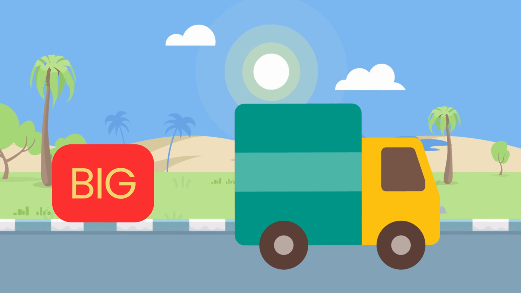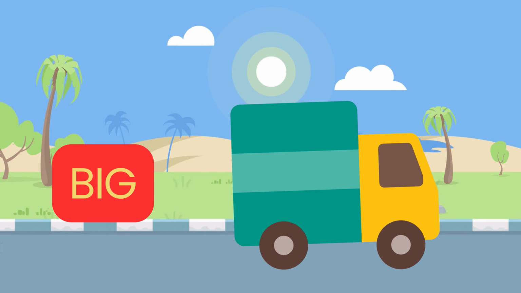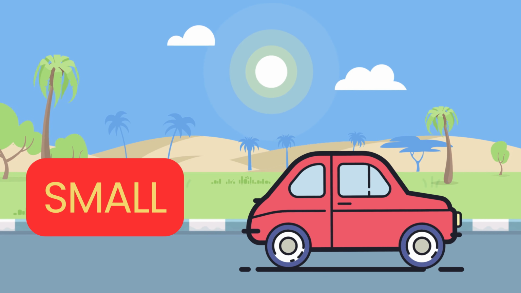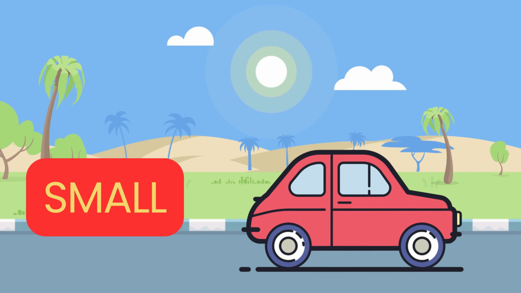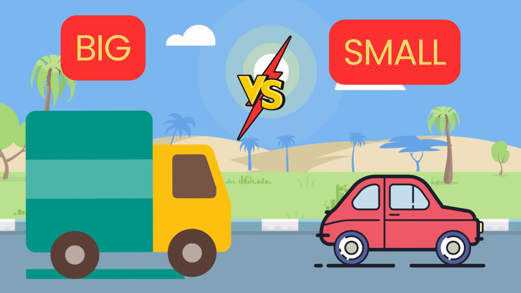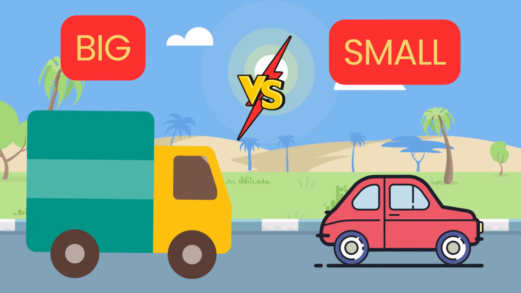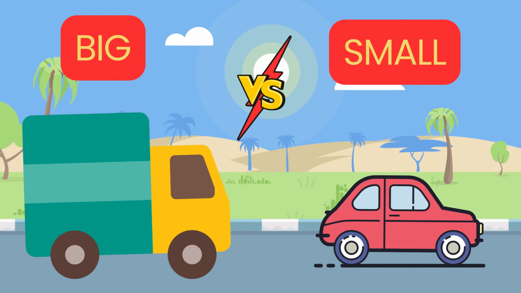This is a big truck. Big. This is a small car. Small. A big truck and a small car. Opposite of big is small.